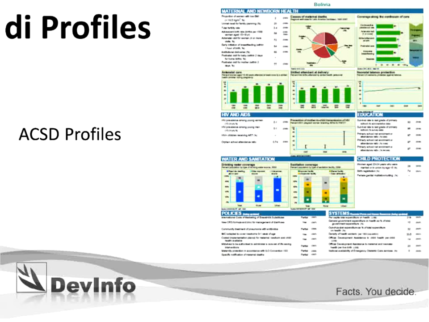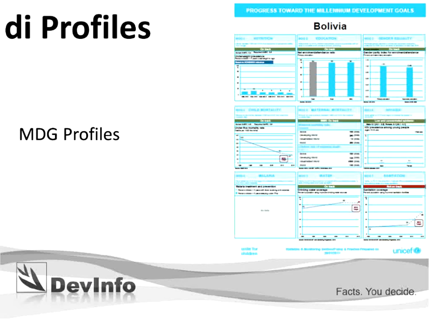ACSD profiles, or the Accelerated Child Survival and Development profiles, is an integrated UNICEF program that delivers low-cost, high-impact interventions that dramatically improve child survival over a short period of time. It is a child survival intervention delivered on an accelerated track, that is, progressing at a more rapid pace in selected countries. Priority countries are those identified as having both a high level of under 5 mortality rate and a high level of readiness for accelerating the effectiveness of their healthcare systems.